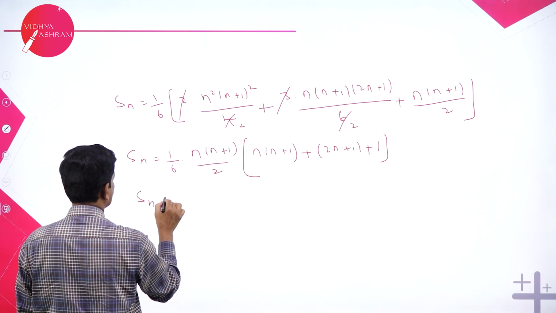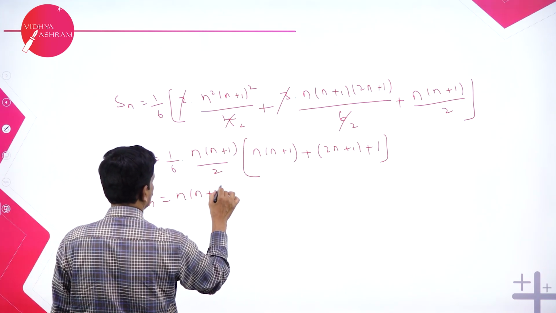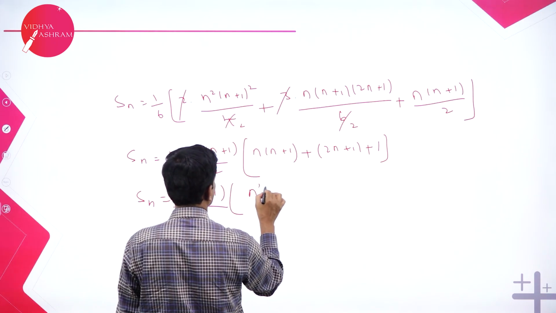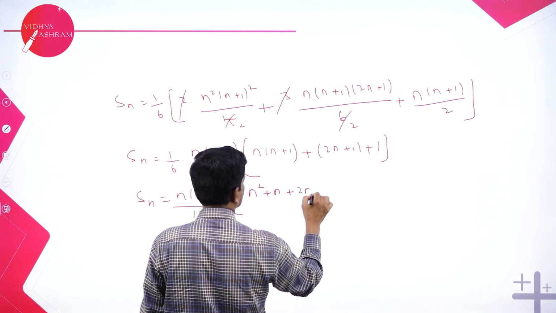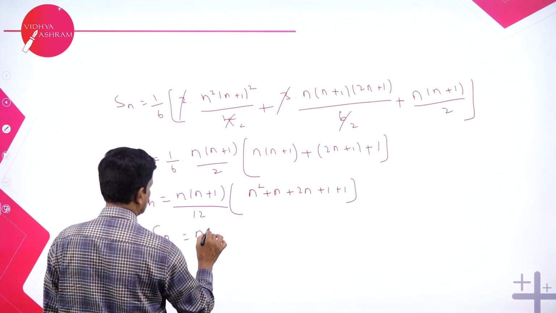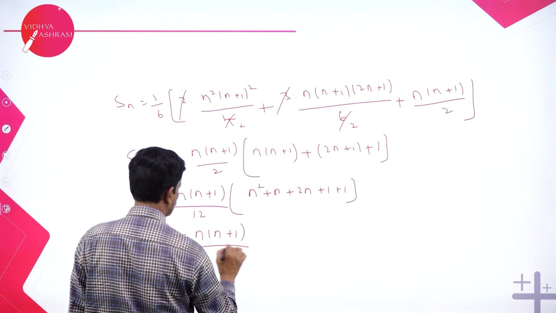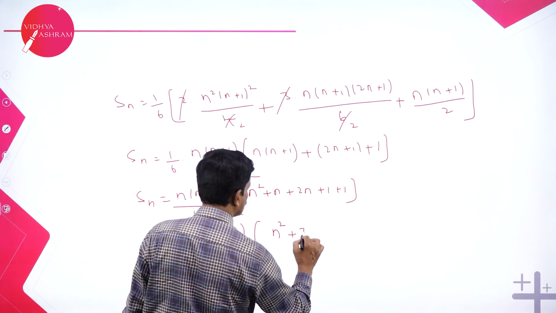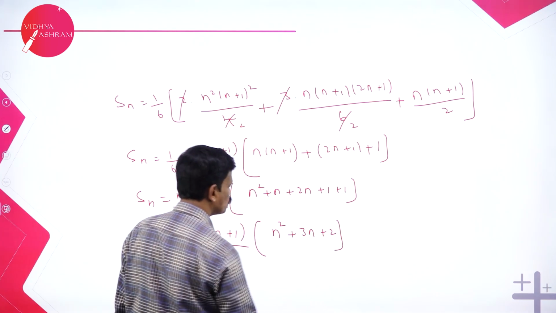So Sn is equal to n into n plus 1 divided by 6 into 2, which is 12. So multiply this. n into n is n square, plus n, plus 2n, plus 1, plus 1. So Sn is equal to n into n plus 1 divided by 12 into n square plus 2n plus n, which is 3n, plus 2.